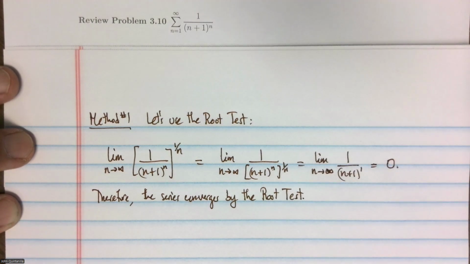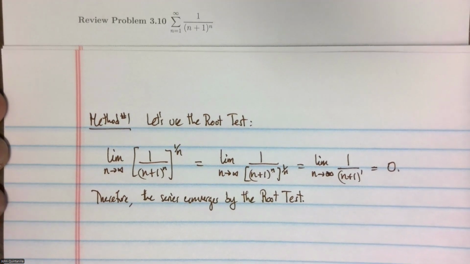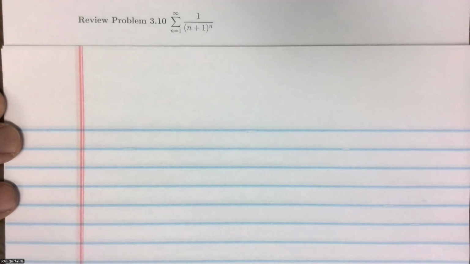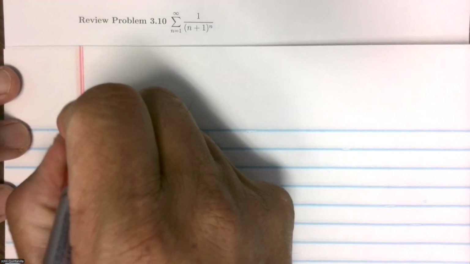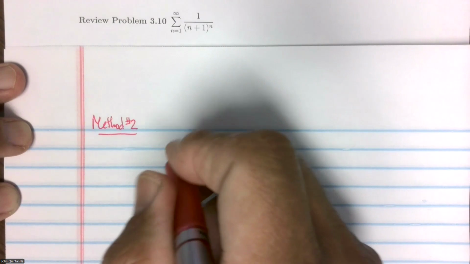Okay, so that is one way of doing the problem, and that's the way that, honestly, I'd probably expect a student to do this problem. There are at least two other ways of doing the problem, and so let me show you how these go. Method number two is we use the comparison test.